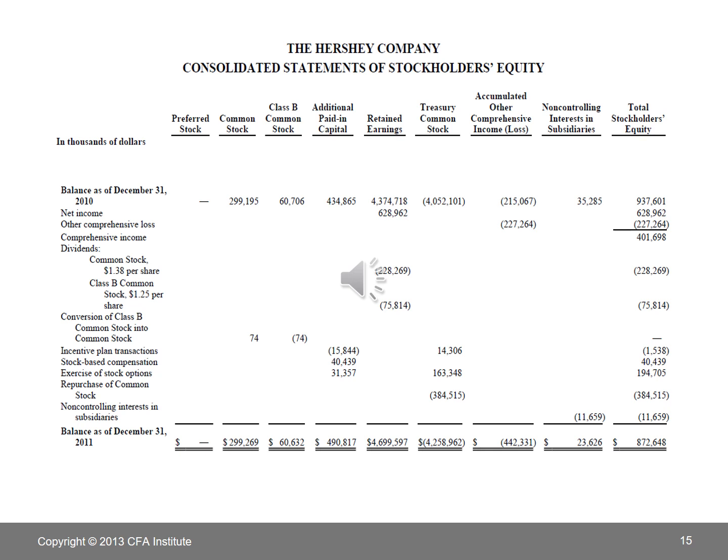Okay. The first line shows the beginning balance of total stockholders' equity, the balance at the end of 2010, which is basically the previous year, is the balance at the beginning of 2011. So the totals at the bottom, which is the balance as of December 31st, is going to be the opening balance for the following financial period, and so on. Okay.